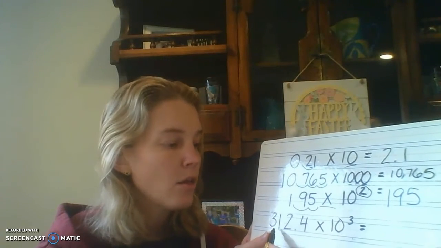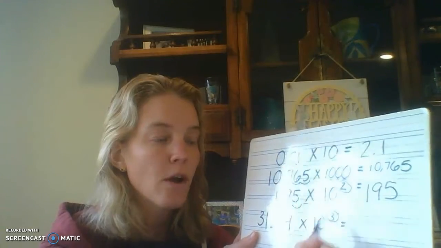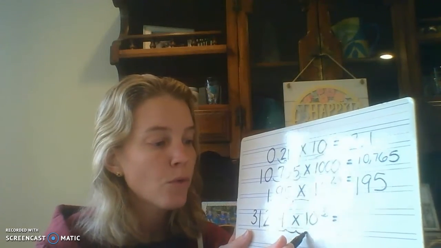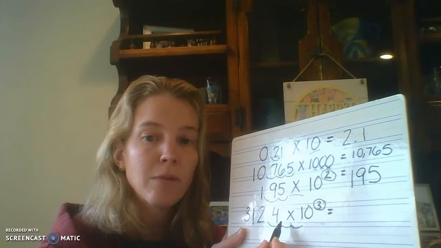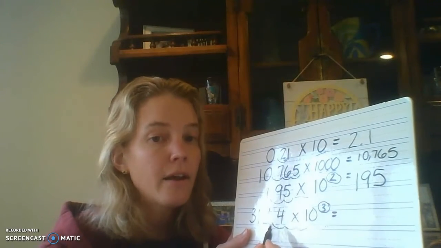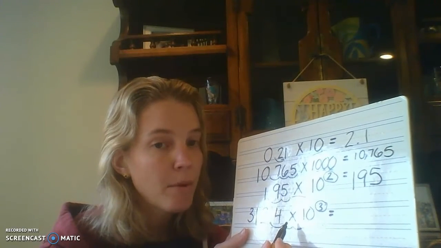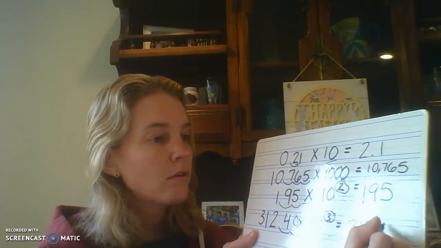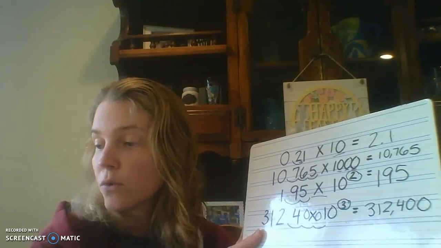And then again, 312.4 times 10 to the third power, you're moving it over 3 places to the right, so you're moving it 1, 2, 3. But now you notice that you have these 2 blank spaces here. And again, what are you supposed to do if you have a blank space? I hope that everybody just said annex the zeros. So you're going to go 1, 2, so your answer is 312,400. Okay, so those are examples numbers 4 through 7.